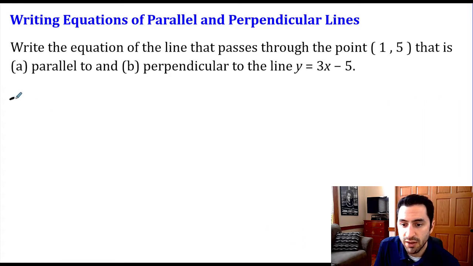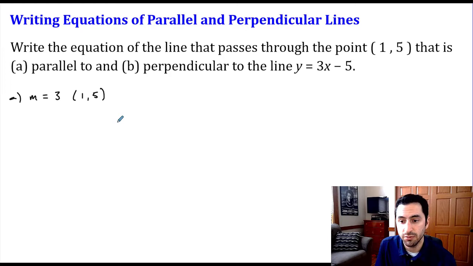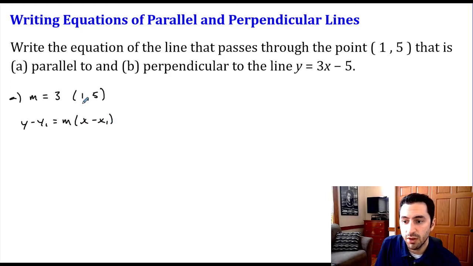To write the equation of a line that is parallel to that, we want to use the same slope. So for letter A, the parallel line, we're also going to use a slope of 3. And the point we're going to use is the point that we're given. So we have a slope of 3, and it's going to go through the point (1, 5). Now using these two pieces of information, why don't we write the equation of the line? For letter A, let's use point-slope form. Point-slope form is y - y1 = m(x - x1), and the point we're given, (1, 5), is going to be our (x1, y1).